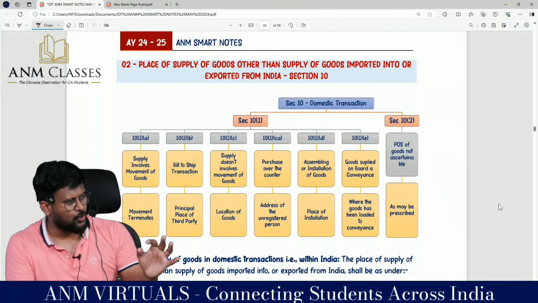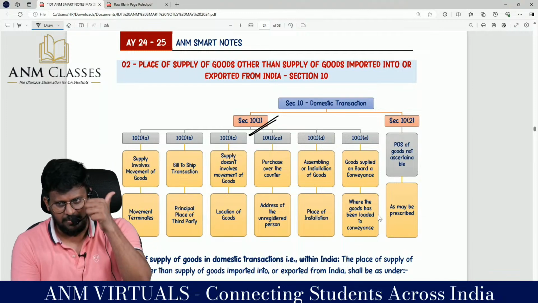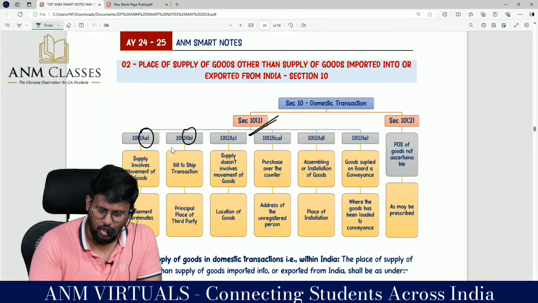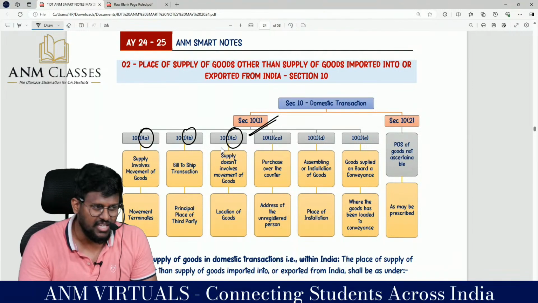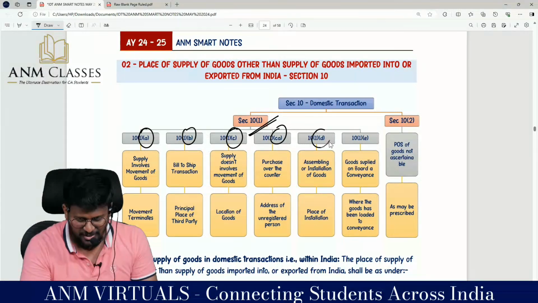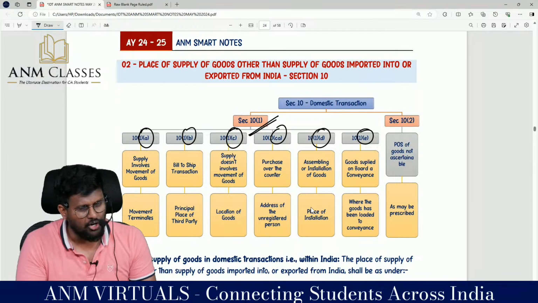Section 10 is classified in 2 categories: 10 subsection 1 and 10 subsection 2. 10 subsection 1 is again classified in 6 categories: 10 subsection 1 class A, class B, class C, class CA, class D and class E. Right? Yes sir. It's an amendment already discussed in the class.